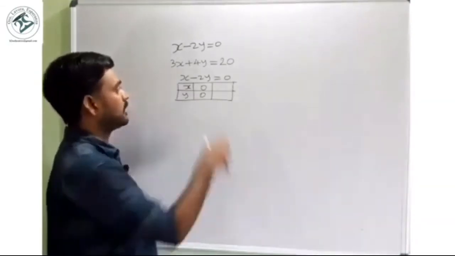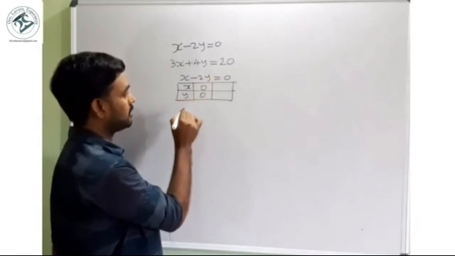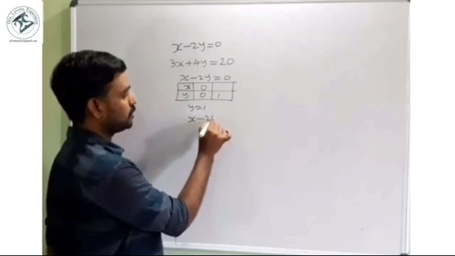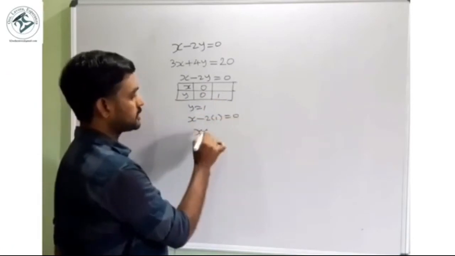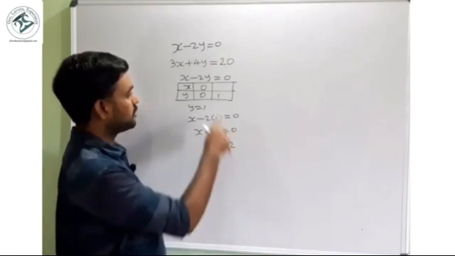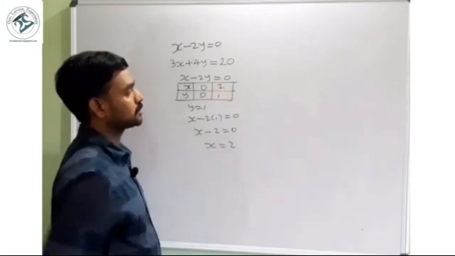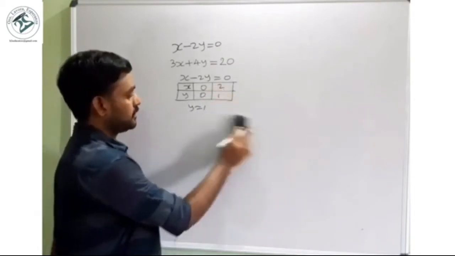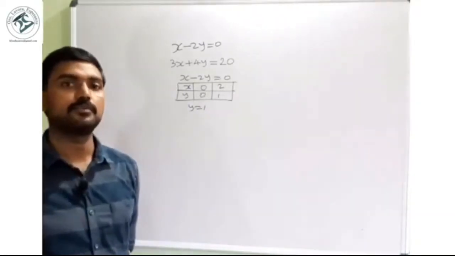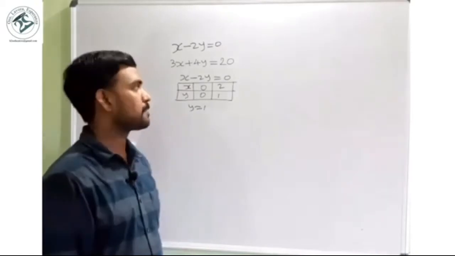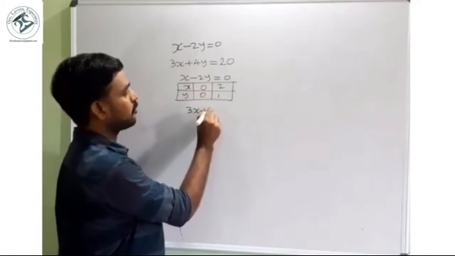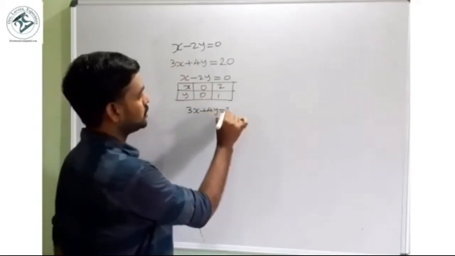Next, we give y is equal to 1. In the place of y I am giving 1. So x minus 2 into 1 is equal to 0, so x minus 2 is equal to 0, x is equal to 2. So when y is equal to 1, x is equal to 2. Actually, two solutions are enough. If we find 3 or more solutions, it will be more specific. It's good.